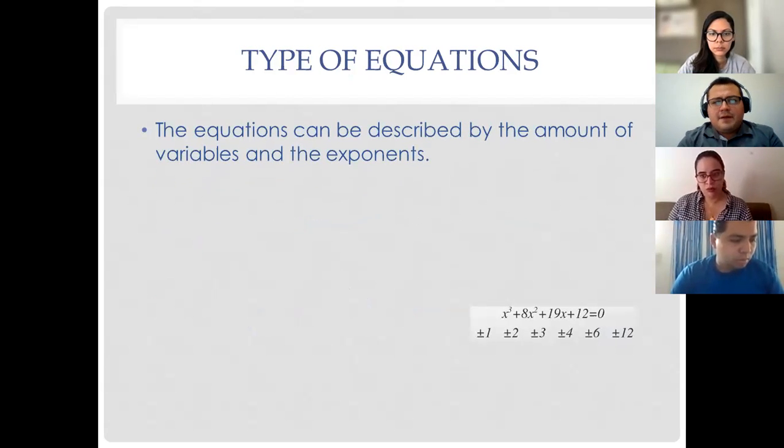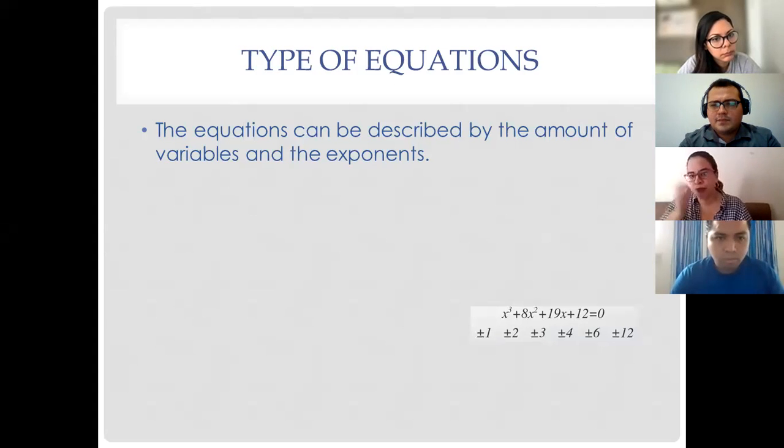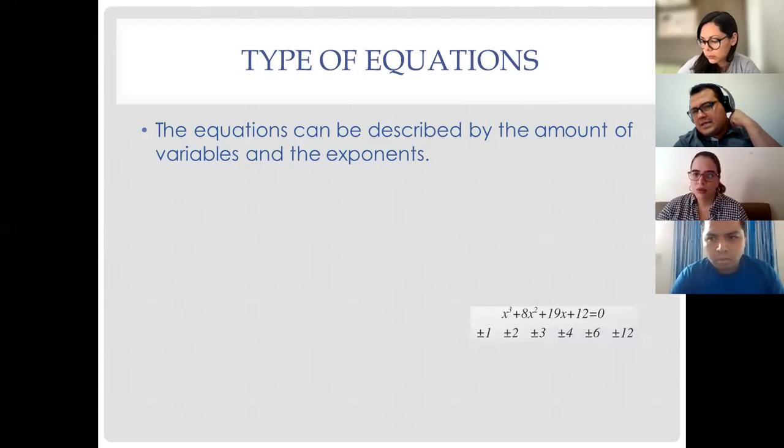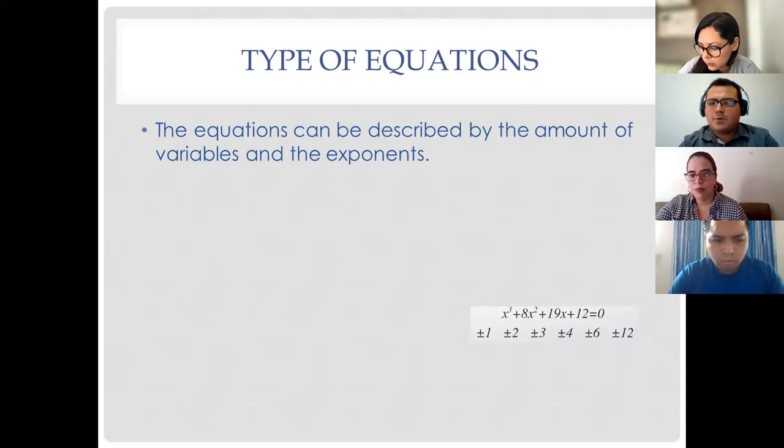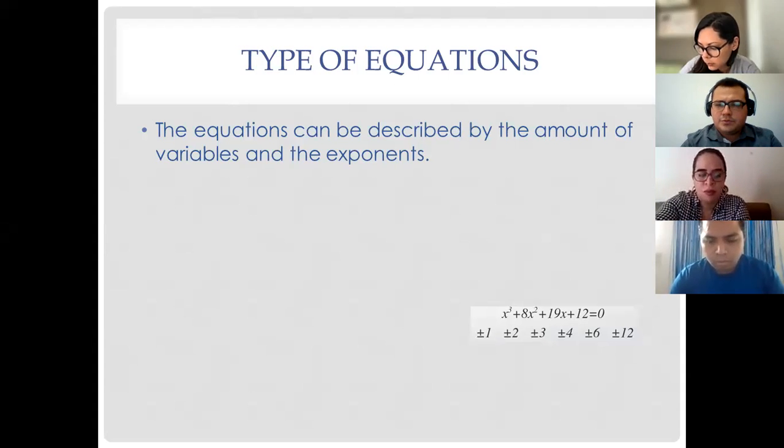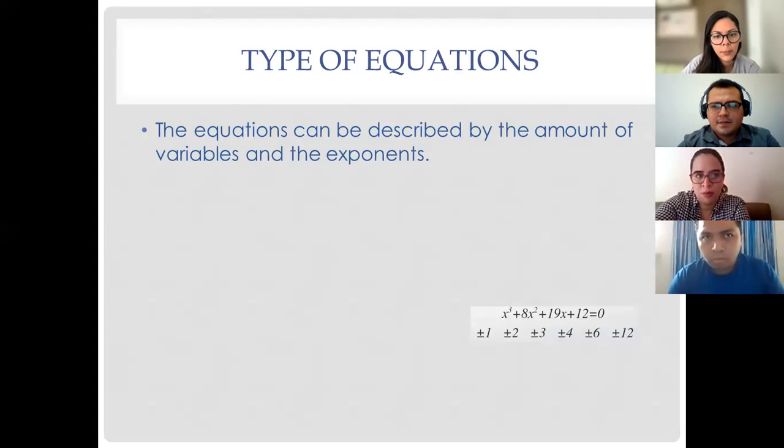The equations can be described by the number of variables and the exponent they have. Who can remind me of the name of the polynomial given by the degree? If it's degree 0, it has a name. If it's degree 1, it has a name, and so on. I gave you a table in the presentation of yesterday that I will upload today. I don't know if you remember. Or Google it: polynomial name by the degree.